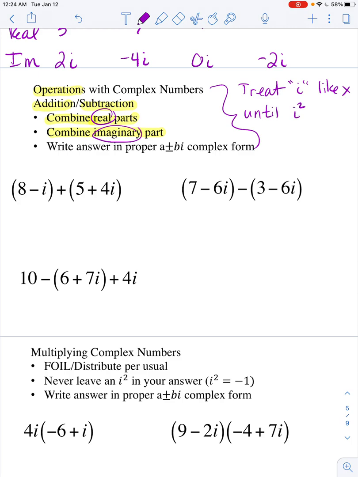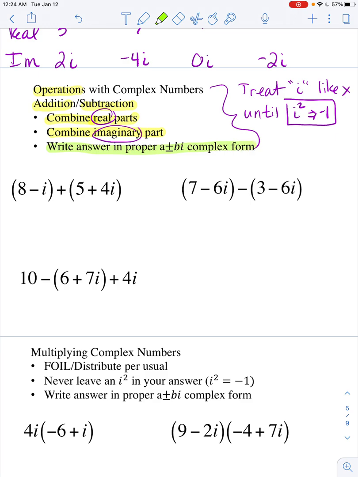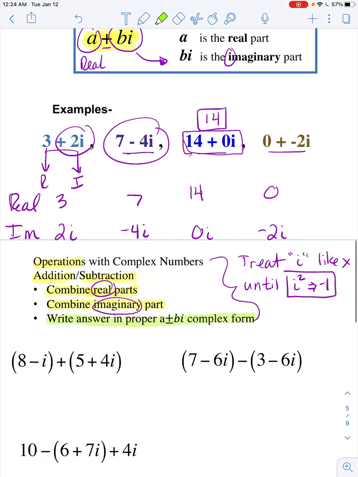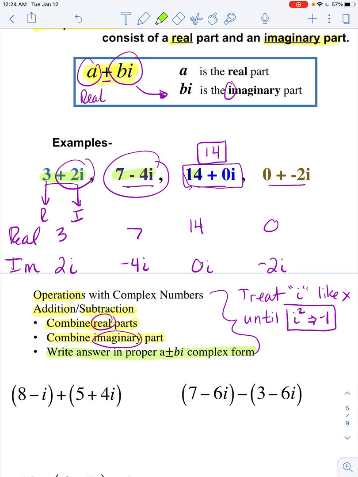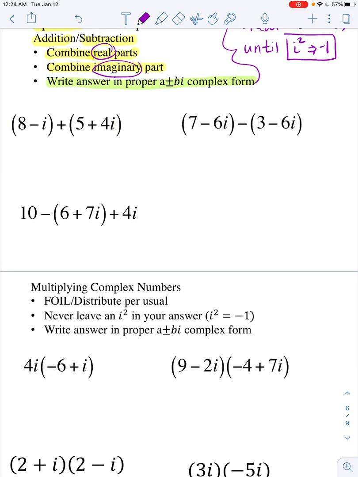x squared is fine, but i squared has a mathematical value of negative 1. So just treat it like x until you get an i squared, at which point you better transfer that over to a negative 1. And then it's going to tell me to write my answers in complex form. So I have to pay attention to writing it in the ways that we saw up here. We can do that. Sounds easy. So don't go into this panicking thinking it's going to be difficult. Just do exactly what you would do if it was x's.